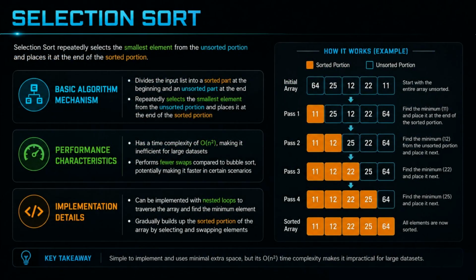Selection sort divides the array into a sorted portion at the front and an unsorted portion at the back, repeatedly finding the smallest element in the unsorted portion and moving it to the end of the sorted one. Like bubble sort, it runs in O(n²) time, but it performs noticeably fewer swaps, which can make it faster in practice in certain situations. It's implemented with nested loops. The inner loop searches for the minimum, and the sorted portion grows by 1 element each pass.